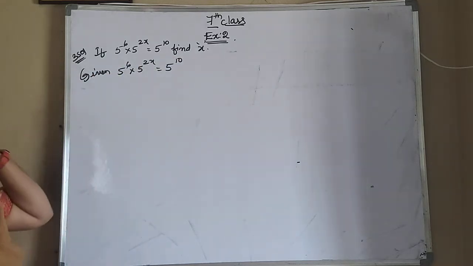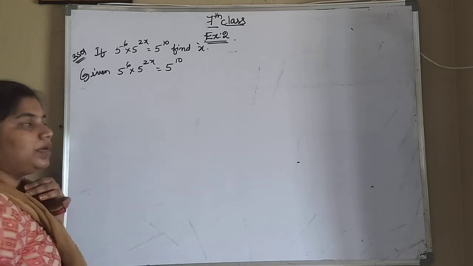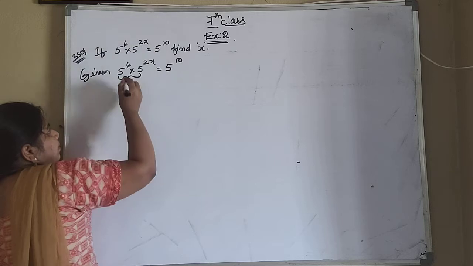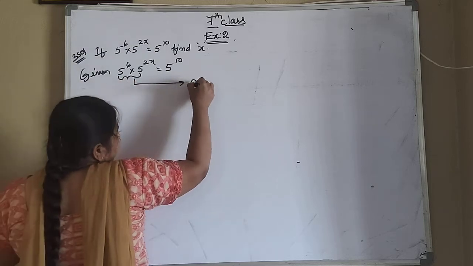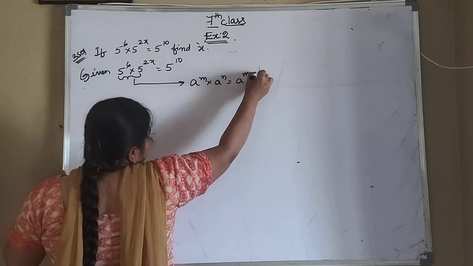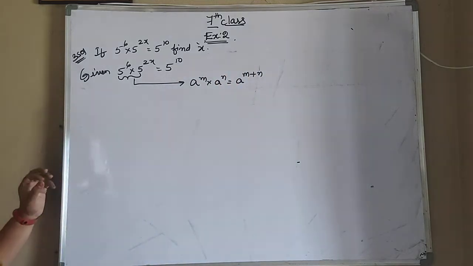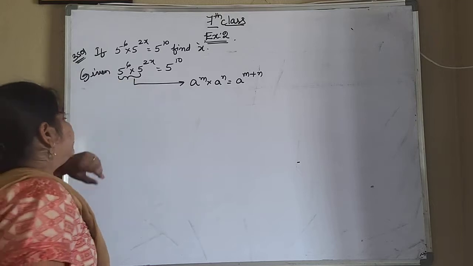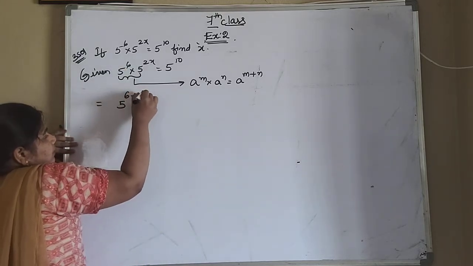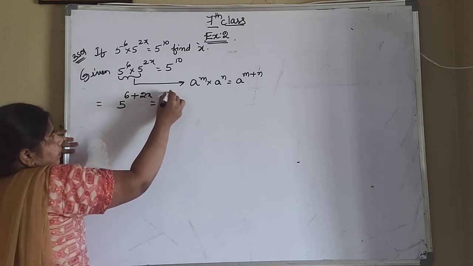Which formula will we apply here? Here again we are going to apply the first formula: when both the bases are equal, we have to add the powers. So what is the formula? a power m into a power n is equals to a power m plus n. This is the formula we are applying here. So that will be equals to 5 power 6 plus 2x is equals to 5 power 10.